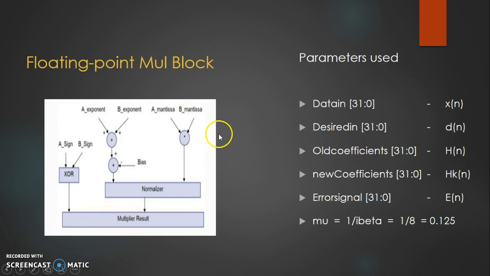So the parameters I've used here are data in, which is the X of n signal, the signal plus a noise, which is a 32-bit signal, and my desired in, which is D of n, and my old coefficients are H of n, which are also 32-bit. The new adapted coefficients are Hk of n, and my error signal E of n, which is 32 bits. So I used a step size I beta of 8, which is mu, which is equal to 0.125.